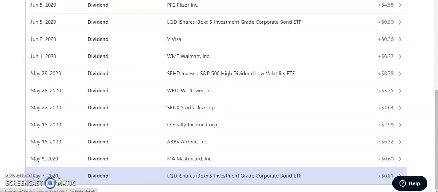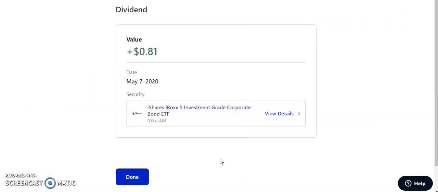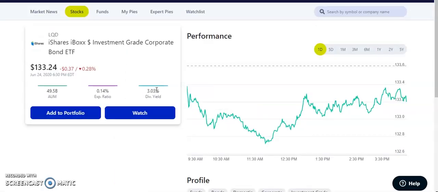Next up after that, we have May 7, 2020, and it's going to be ticker symbol LQD. So this is going to be my bond ETF that I hold. They paid us out 81 cents, and right here, if we take a look, they have a dividend of 3.03%, which is actually pretty nice for this bond ETF in my portfolio.